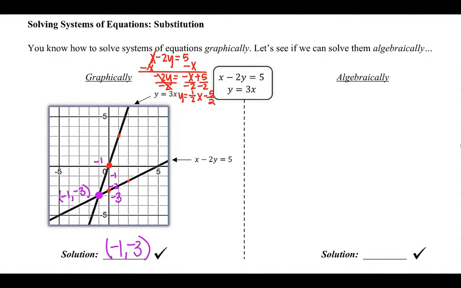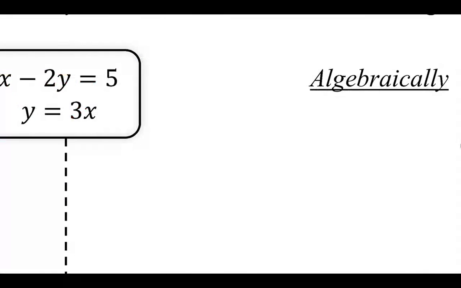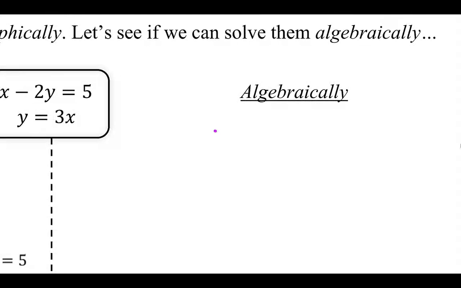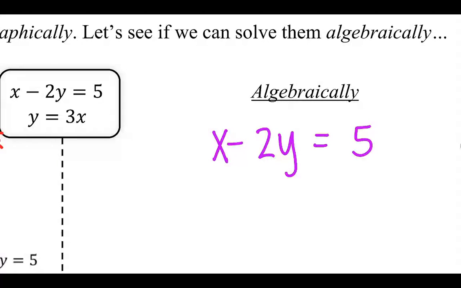Now, there is an algebraic way of doing this, where you don't have to sit here and graph it every single time. You can solve it algebraically. If you notice my two equations, I've got this first one, which is x minus 2y equals 5, and then my second one is y equals 3x down there.